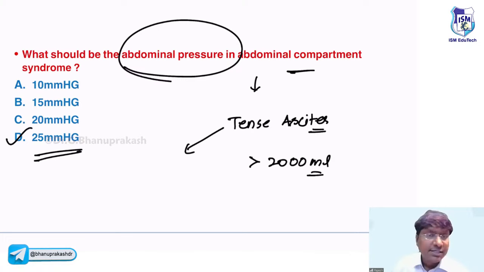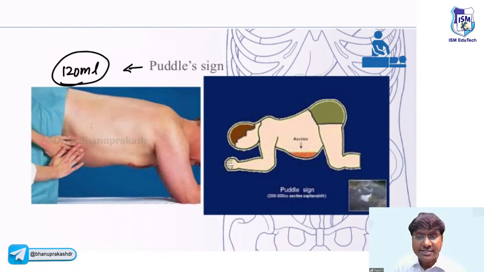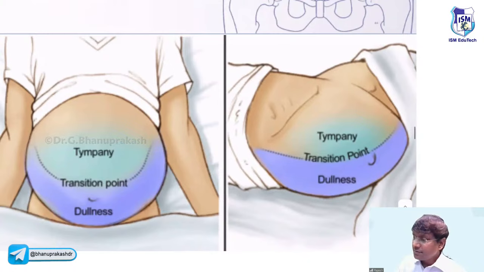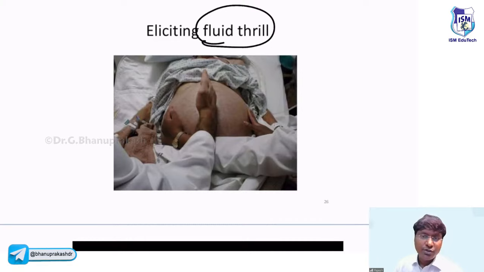First important is the puddle sign, right? The puddle sign will be positive when the quantity of fluid accumulated in the peritoneal cavity is around 120 ml. The next is shifting dullness, okay? You will have shifting dullness positive when the quantity of fluid accumulated in the peritoneal cavity is around 500 ml. Then next is the fluid thrill. The fluid thrill will be positive when the quantity of fluid is around 1 to 1.5 liters, right?